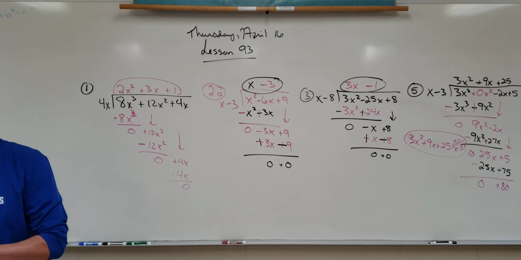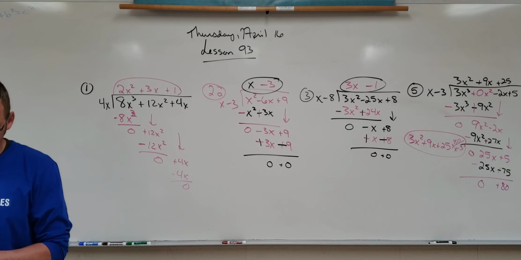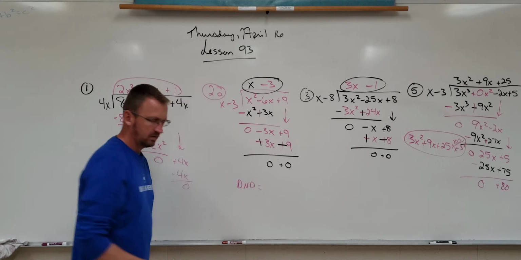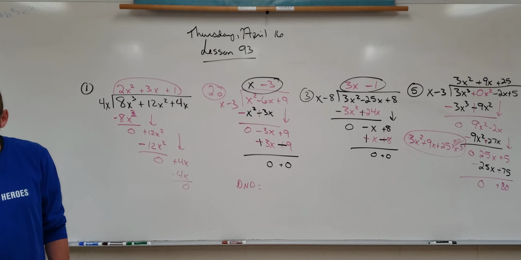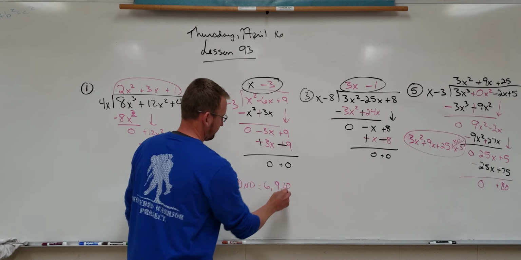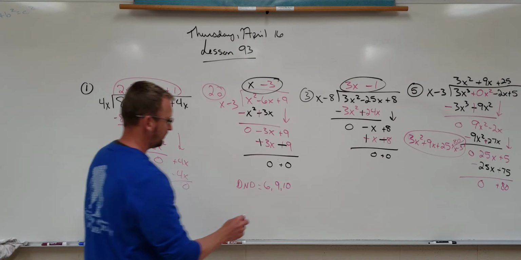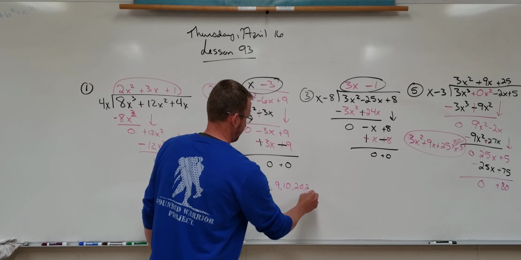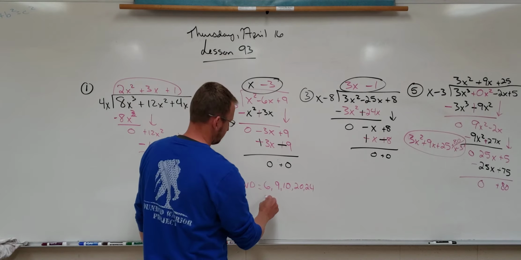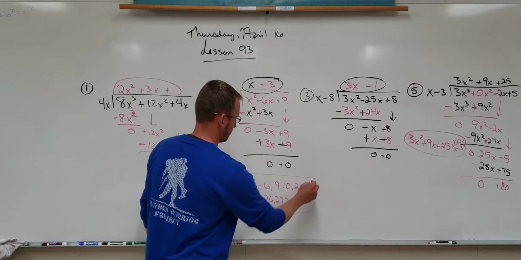Write them as fractions. So on lesson 93, here are the ones you don't do. Do not do. Lesson 93, we have 6, 9, and 10. And 24. And then 26, 27, 28. So do not do those lesson 93.